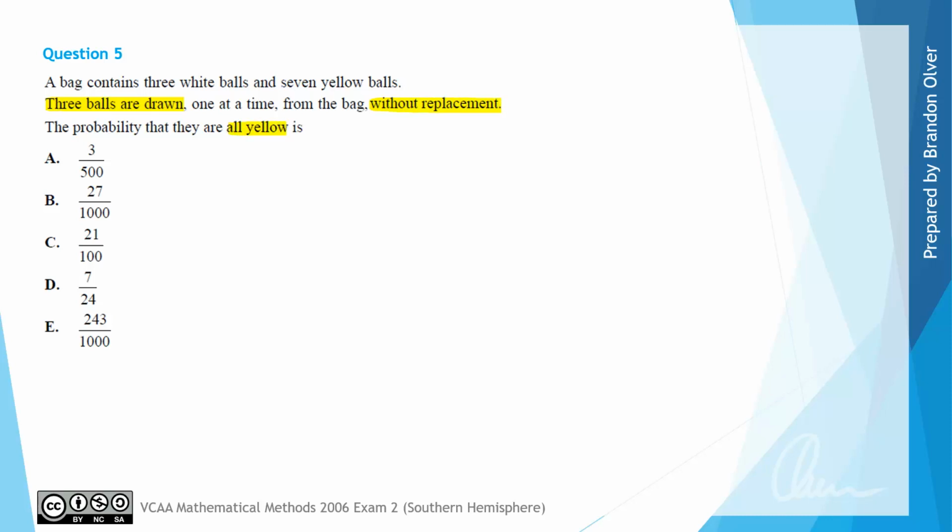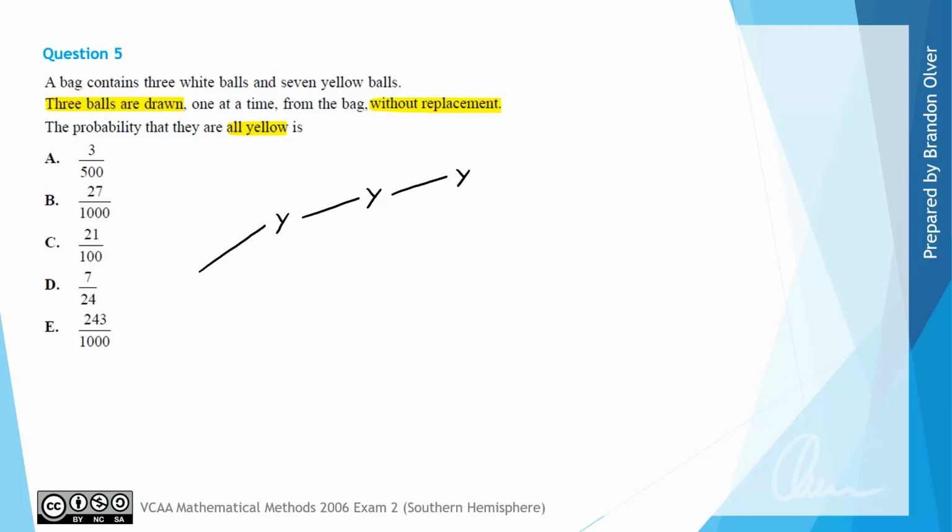So for questions like this, where we're selecting without replacement, and there's only a small number of objects being selected, in this case 3 balls being drawn, I'd recommend using a tree diagram. And we just want to hone in on the part of the tree diagram that results in all 3 balls being yellow. So the first selection has to be yellow, followed by the second selection being yellow, followed by the third selection being yellow. And the rest of the tree diagram really isn't relevant here.